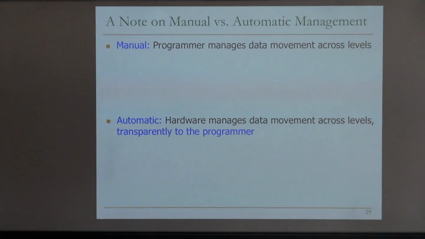Just a note on manual versus automatic management. Manual means the program manages data movement across these memory hierarchy levels. This is usually too painful for at least normal programmers on substantial programs. Especially as program complexity grows, this becomes very difficult. Actually, you could say the compiler could do it, and locality has been very difficult for compilers also in general. People develop techniques, but it's not as easy. So completely manual management of a cache is not actually easy, it turns out.